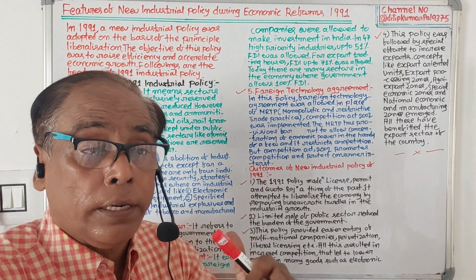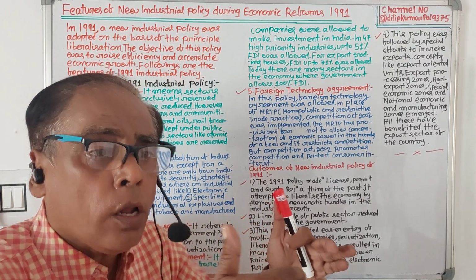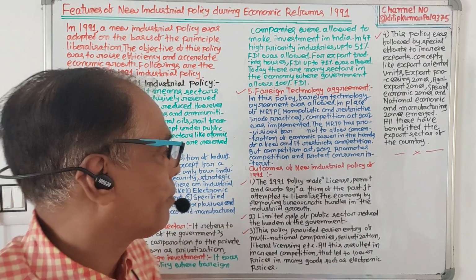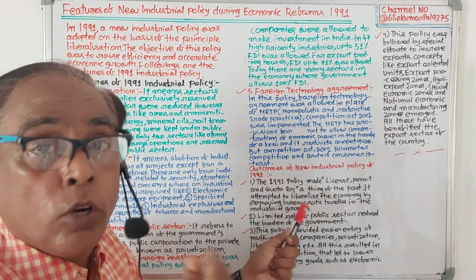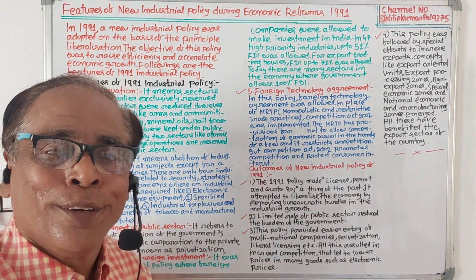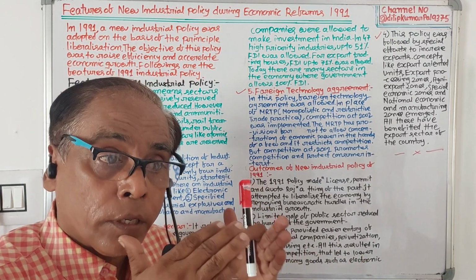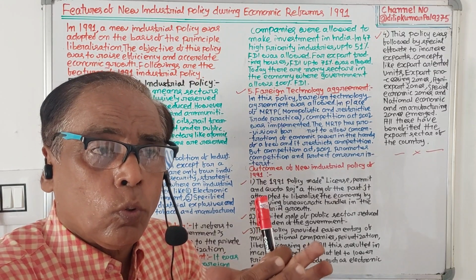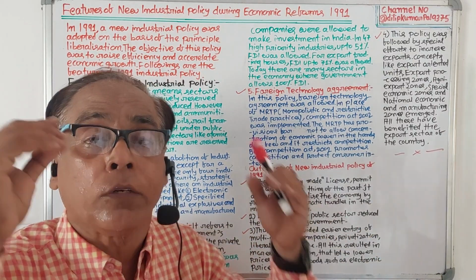It made an attempt to make all industries free from bureaucratic hurdles. The 1991 policy made license, permit, quota raj a thing of the past. It attempted to liberalize the economy by removing bureaucratic hurdles in industrial growth. Previously there were bureaucratic rules and regulations, but industrial policy 1991 made an attempt to make all industries free from bureaucratic hurdles so that there will be quicker industrial growth.